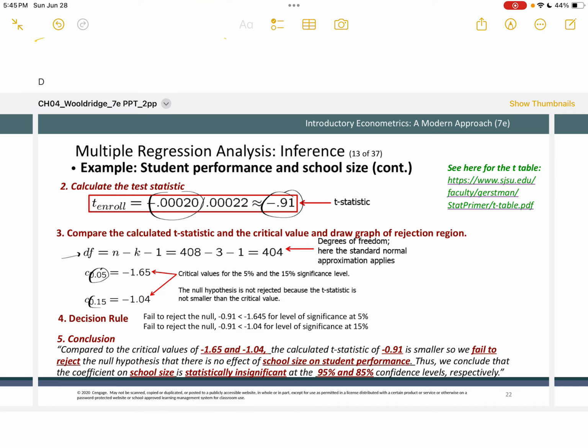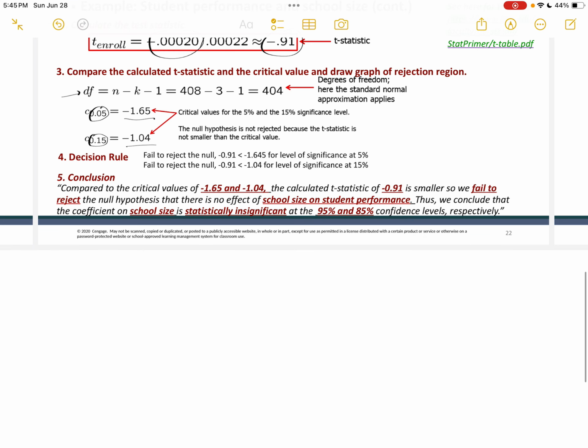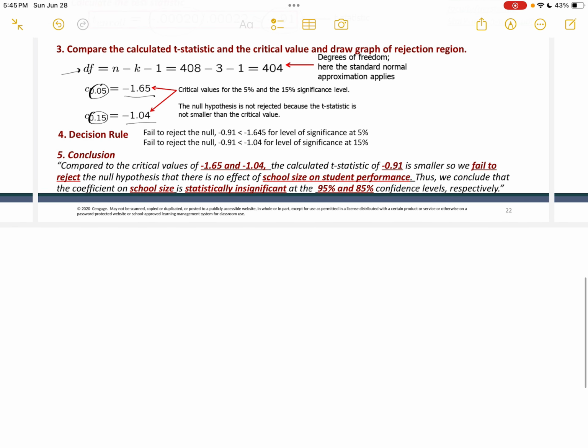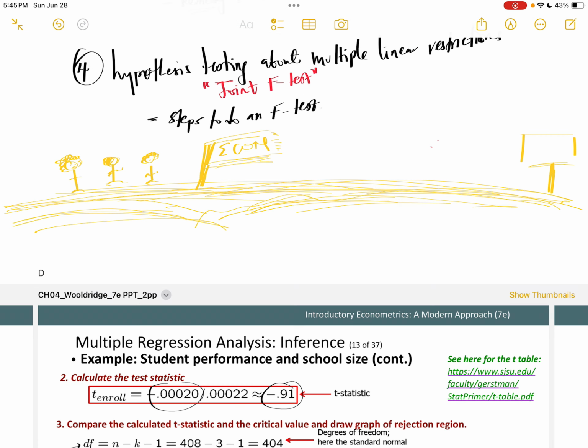So we have the degrees of freedom, and within our significance levels, we chose two significance levels here. One is the 5%, the other is the 15%, and we have their associated critical values there as well, and they are all negative as they should be. Now, if you don't work well with negative values, here is where I tell you, you have to draw this up, right? So let me try and draw this up.